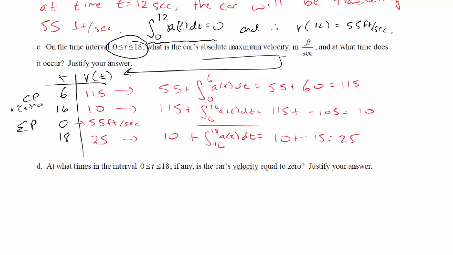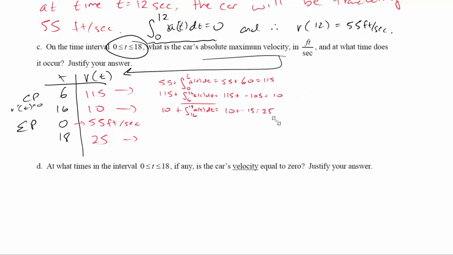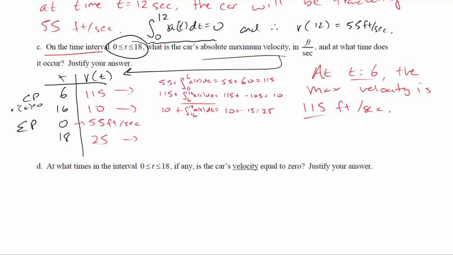Okay. So now we go back and we say, let's just get this out of the way. At what time does this occur? At t equals, what was it, 6, the max velocity is 115 feet per second. Now the reason we need both is because it actually asks for both. On the time interval, what is the car's absolute maximum velocity? And at what time does it occur? You need both. If you don't have both, you won't get all the points.